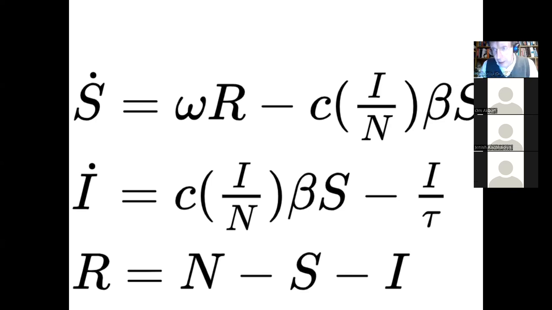So, C times beta times tau, the basic reproductive number, times S over N. That's the effective reproductive number. C times beta times tau times S over N is equal to one. So what does that imply S over N is? If C times beta times tau times S over N is one, what must S over N be as a formula? 1 over C times beta times tau, exactly. Because C times beta times tau times 1 over C times beta times tau will be one. So that's what S over N must be.